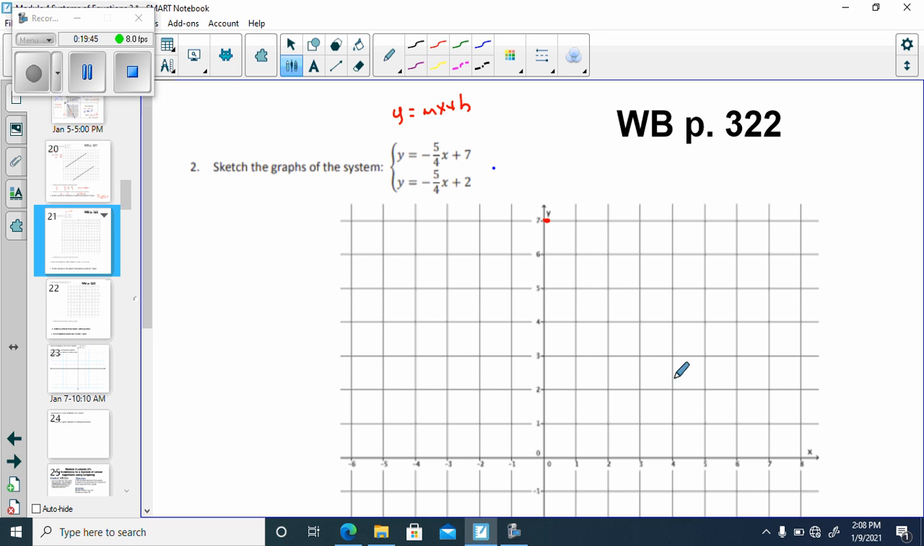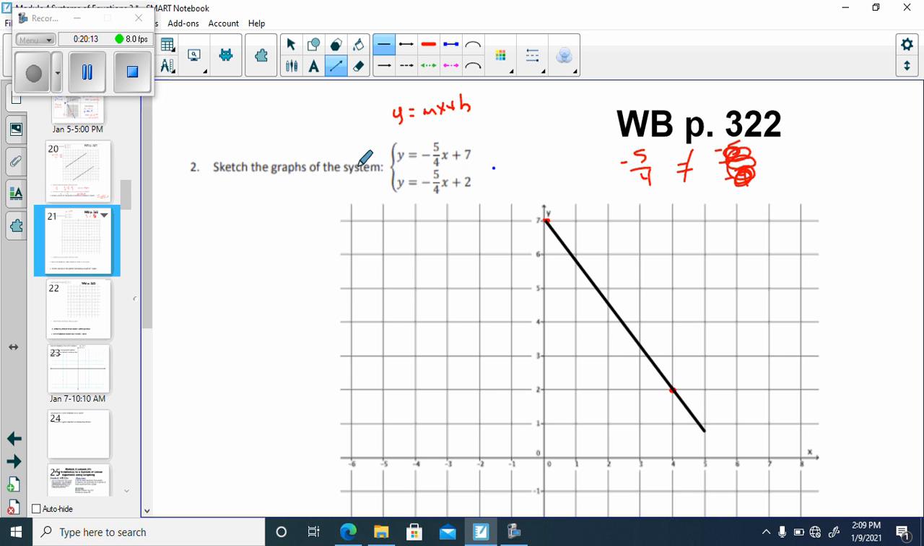1, 2, 3, 4. Make sure you understand that, guys, when you're dealing with a negative 5 fourths. It is not equal to negative 5 over negative 4, okay? That will not work. So when you go down 5, you have to go in the positive direction 4. Otherwise, you would be talking about positive over positive. Negative over negative is the same as a positive over positive. Okay, so now let's plot this line here.